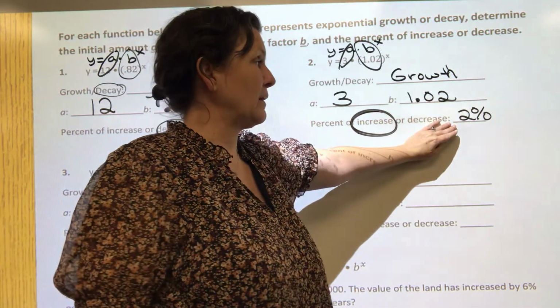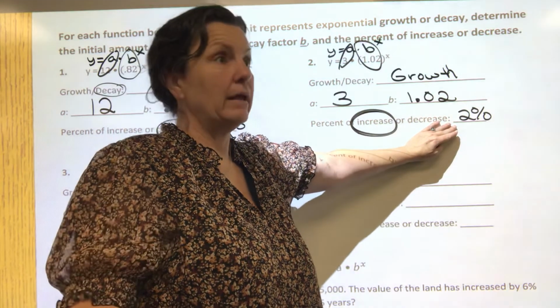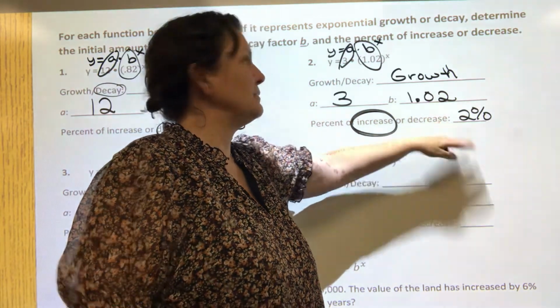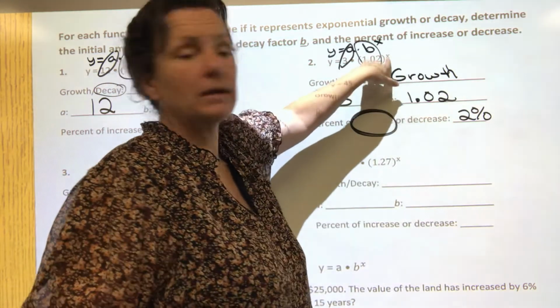So you have 3 bacteria in a petri dish. They are growing at a rate of 2% each minute. How many bacteria will you have in 10 minutes? And there will be a little 10 right there, okay?